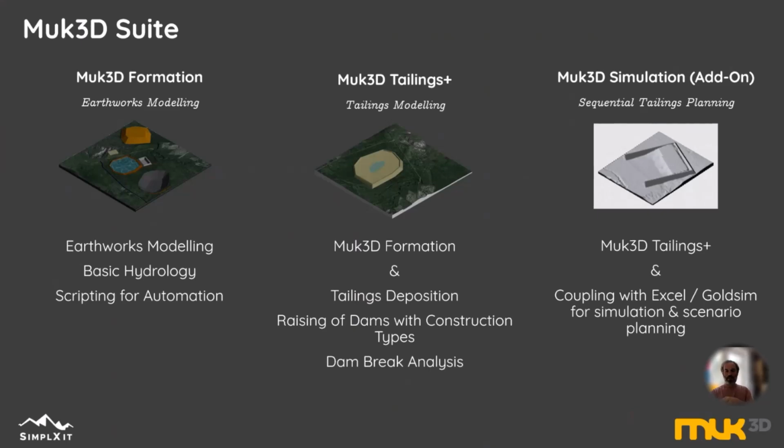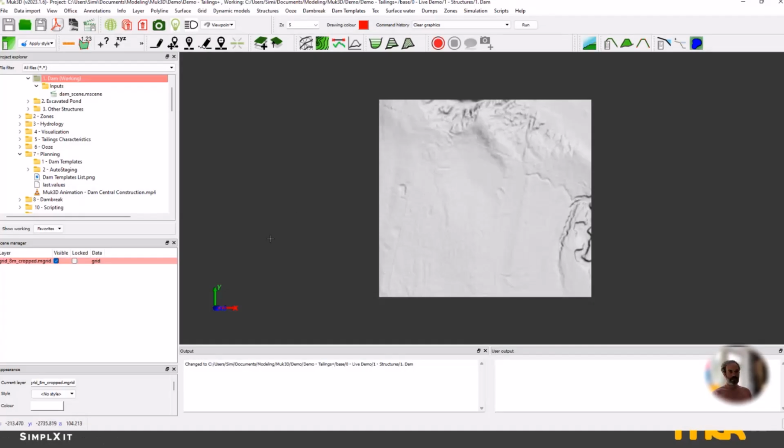And it basically couples Muk3D together with Excel or GoalSim so that you can actually run some simulation and now do sequence of events that are happening. So I'm going to hop straight into it. This is what the interface looks like. As I mentioned, Muk3D is really powerful to do rapid design and volume calculation.